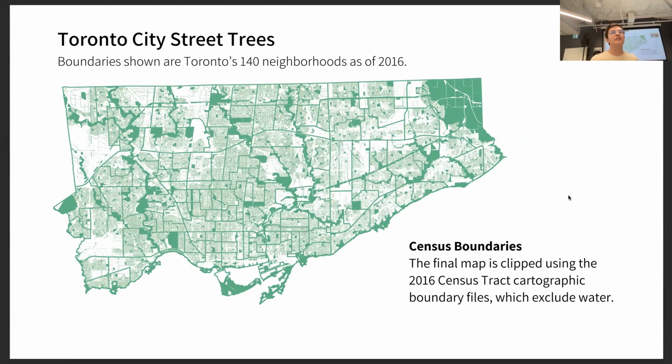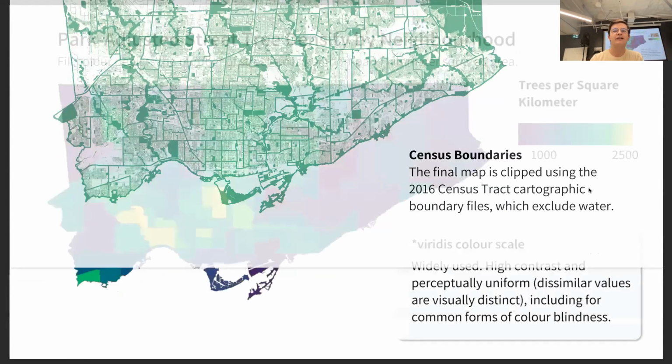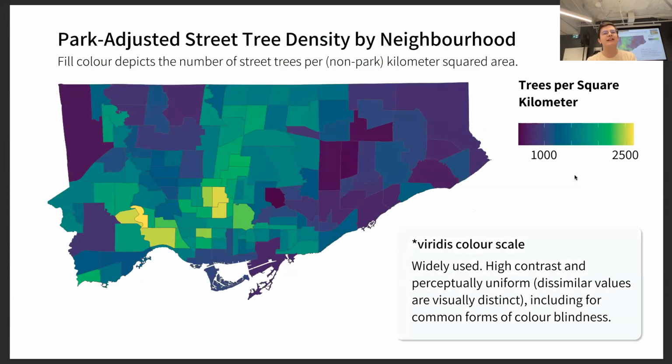And so with this done, we have a fairly reasonable way to approximate the street tree density in all of the neighborhoods in Toronto. And we can begin trying to answer a question in better detail. So one classic, super canonical way to do that is a heat map. And so this is the park adjusted street tree density by neighborhood in all 140 neighborhoods in Toronto.